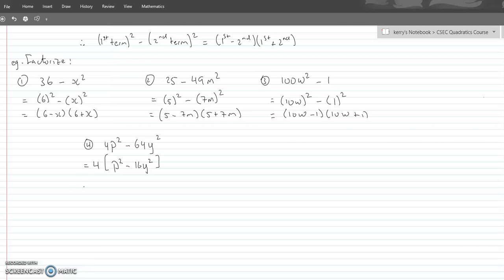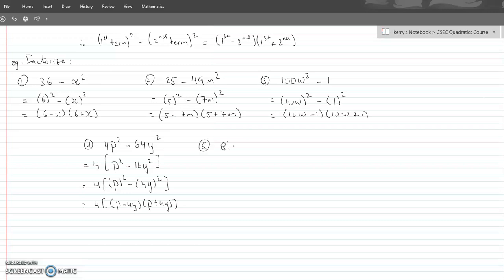So if you can factor a constant out of them, factor it out first, and then try the difference of two squares. So 4 into, this is p being squared, minus 16, which is 4 squared, and y squared. Yeah, because 4y by 4y is 16y squared. So this will give me 4 into, this can now factorize into first term minus the second term into the first term plus the second term. So just in case you can factor a number out of the two terms, factor it out first and then proceed to break up into perfect squares. All right, let's do one more again.